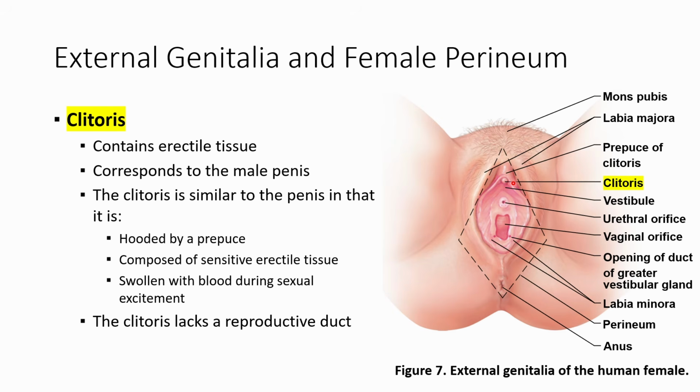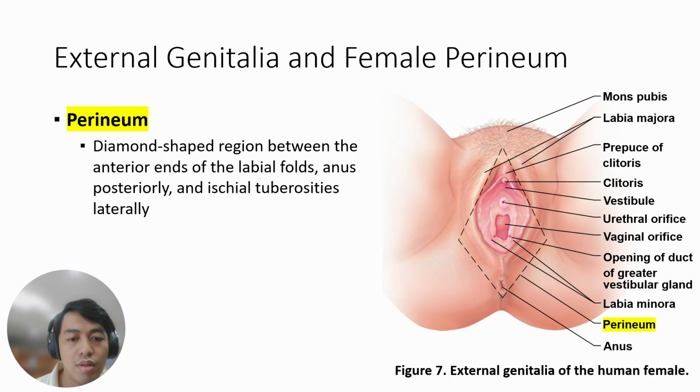The clitoris is a sensitive organ that is found anterior to the urethral orifice. This is the counterpart of the glans penis, or it has the same tissue. It is the same tissue as that of the glans of the penis. The perineum is the diamond-shaped area, as shown here, that includes the vulva, the anal opening, and everything in between.